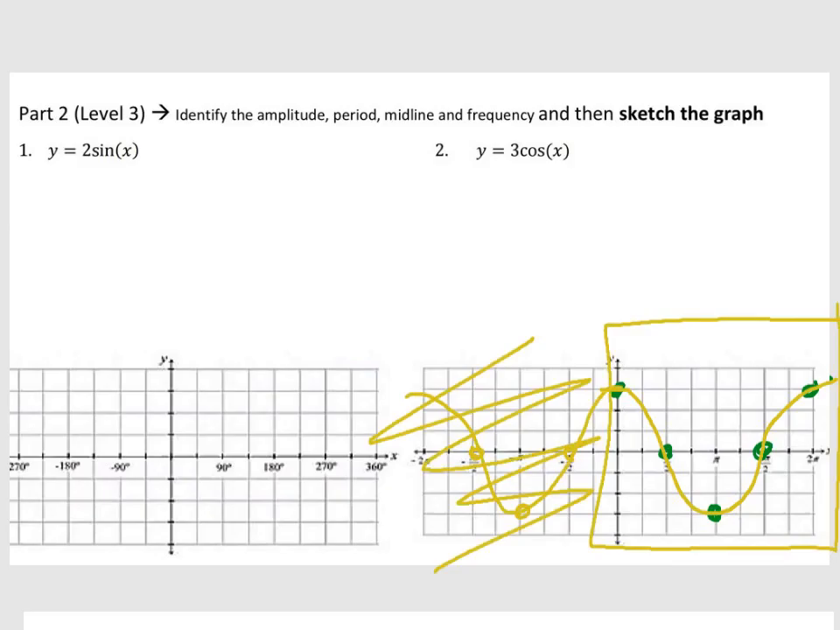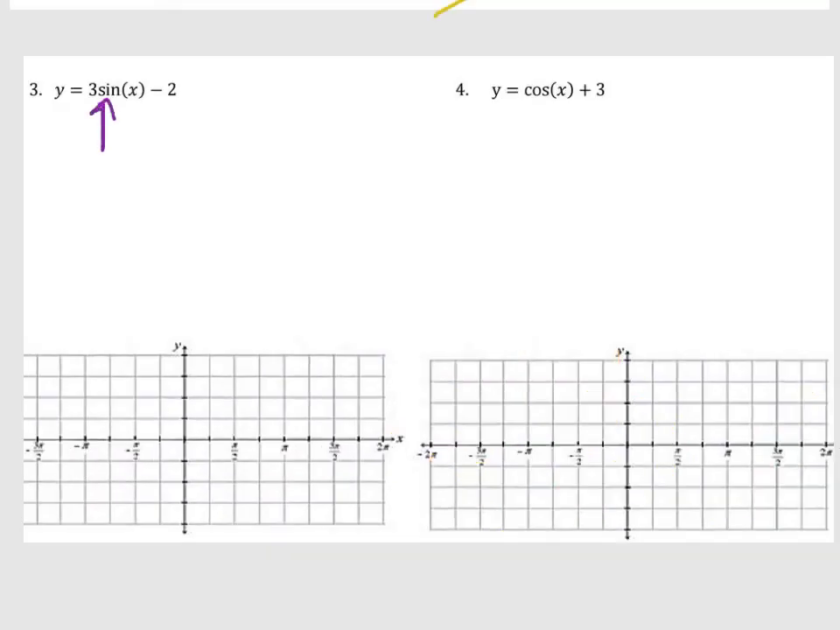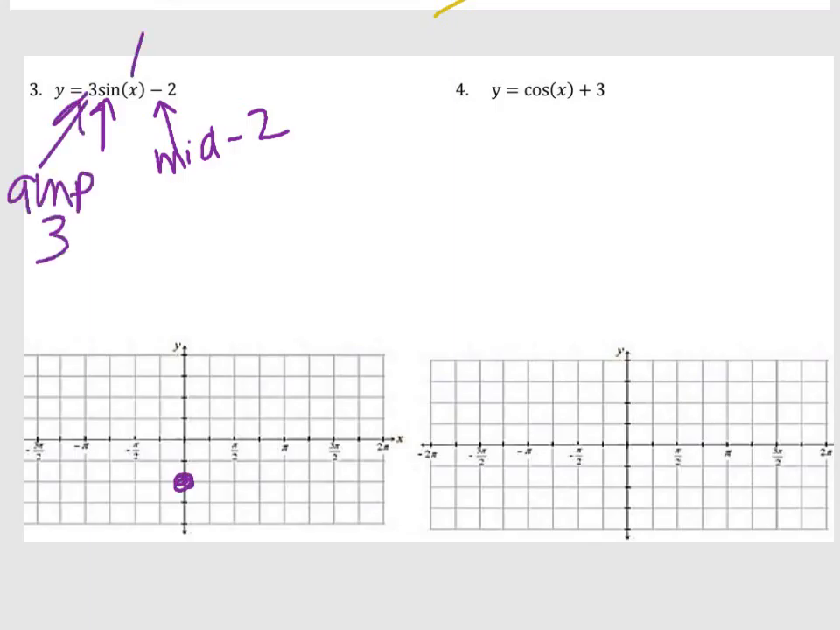Next one. Okay, sine, so we're going to start in the middle, but it looks like we have a midline shift of -2. So everything on our graph is going to go down 2. The 3 tells us our amplitude is 3, and we don't have any change in frequency yet, so x hasn't been multiplied by anything. So by 2 pi, we've still just made one full cycle.